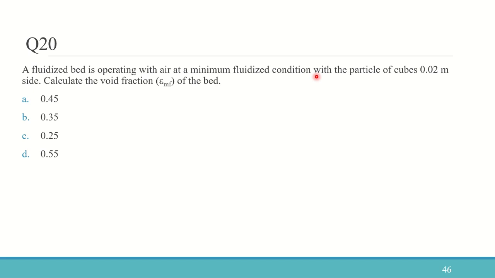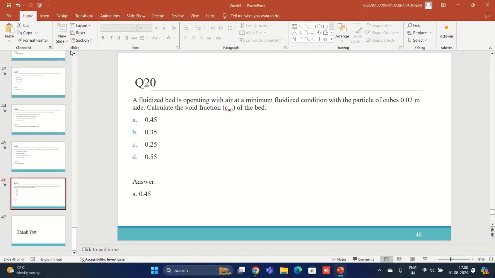What did Brennan use? They gave a correlation to find epsilon mf at minimum fluidization condition. Okay, it is not phi s squared actually. In this correlation, epsilon mf cubed is inversely proportional to phi s, not phi s squared. I have been saying that wrong in the past questions. So now we'll find the answer.